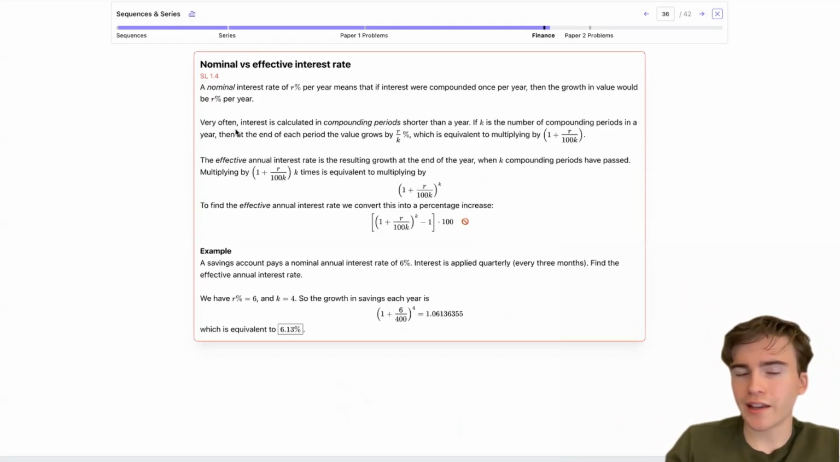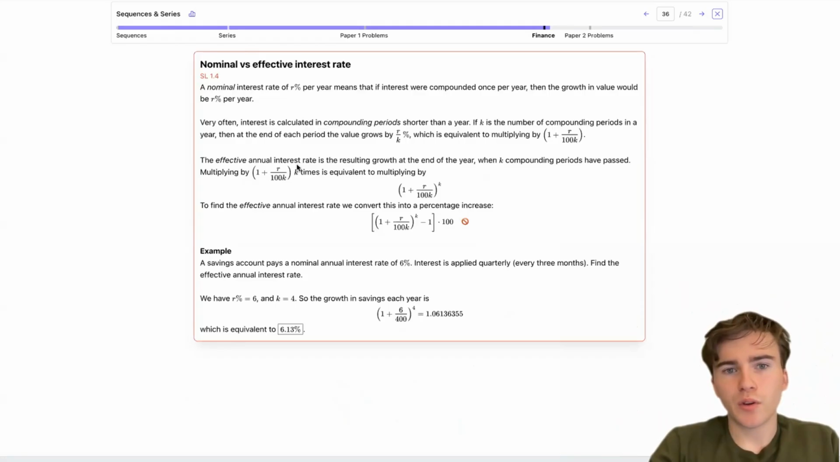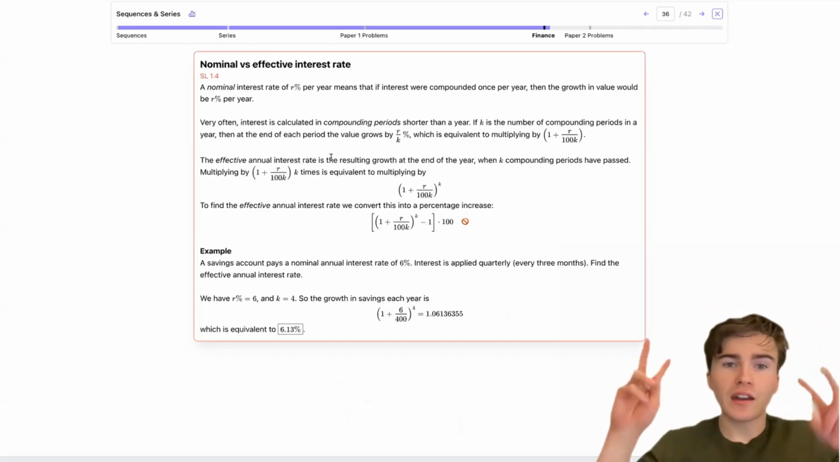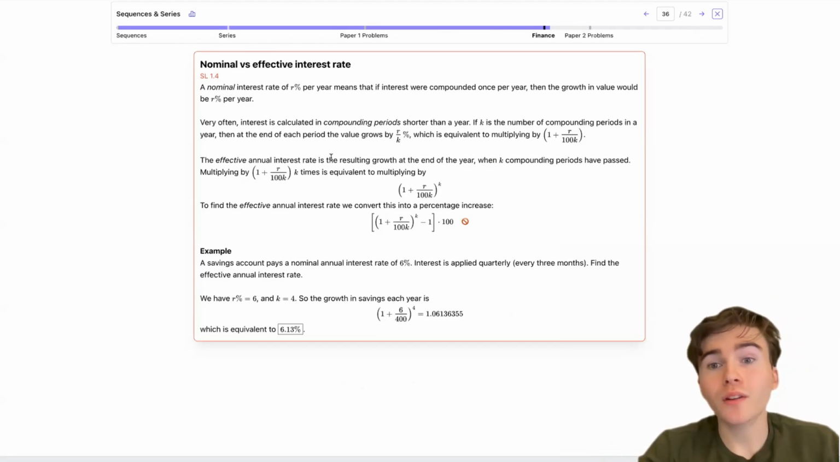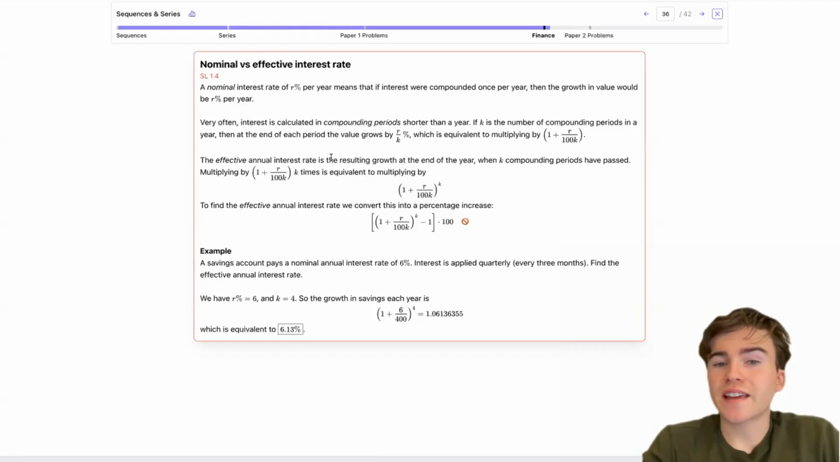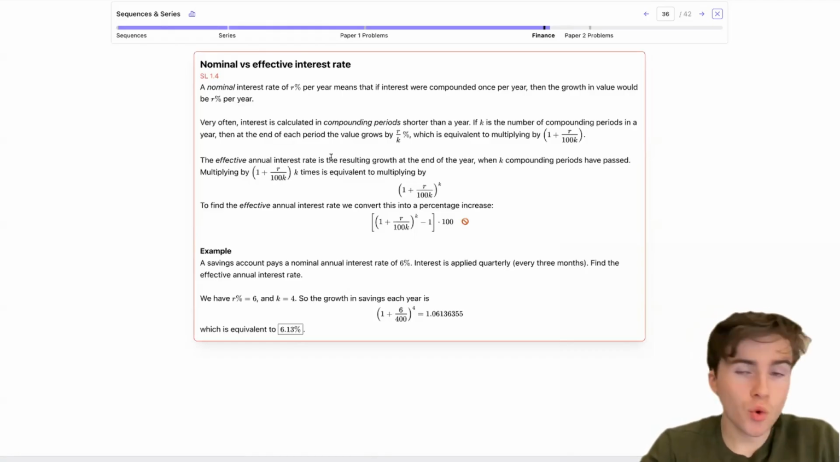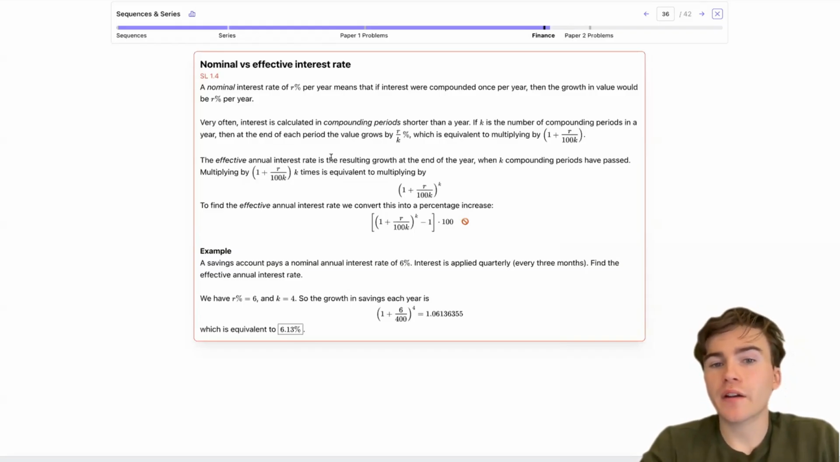I want to talk very, very quickly, and I did a little bit on the previous slide, about the difference between the nominal interest rate and the effective interest rate, right? So let's say that I have a nominal interest rate of 6% per year. That means that if my interest was being compounded only once per year, then the growth in the value would be R% per year, okay? But like I said before, most often interest is calculated in compounding periods that are shorter than a year. So if I compound k times per year, then at the end of each period, the value grows by r over k%, all right? And that's equivalent to multiplying by 1 plus r over 100k.